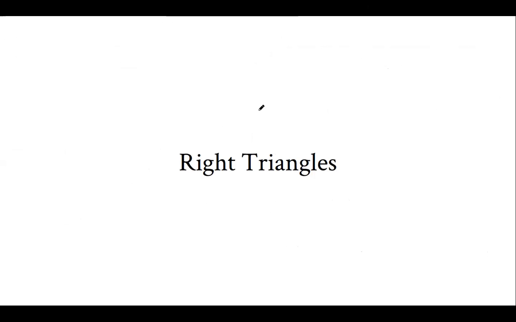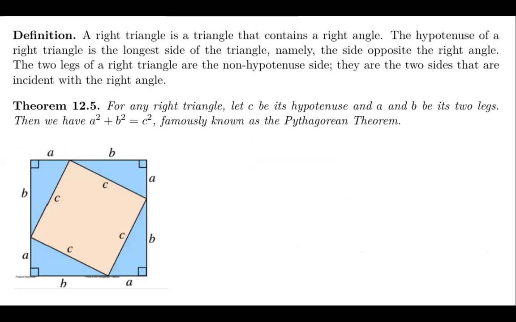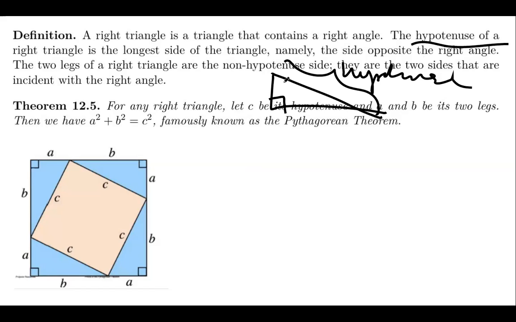Okay, so now let's move on a little bit to right triangles. And as you can probably guess, a right triangle is a triangle that has a right angle. So if we have a right angle and make it a triangle, it's a right triangle. The hypotenuse of a right triangle is the longest side of the triangle, and that's also the side opposite the right angle. So this is the hypotenuse. The two legs of a right triangle are the non-hypotenuse sides, and they are the sides that make the right angle. So this one is a leg and this other one is a leg.